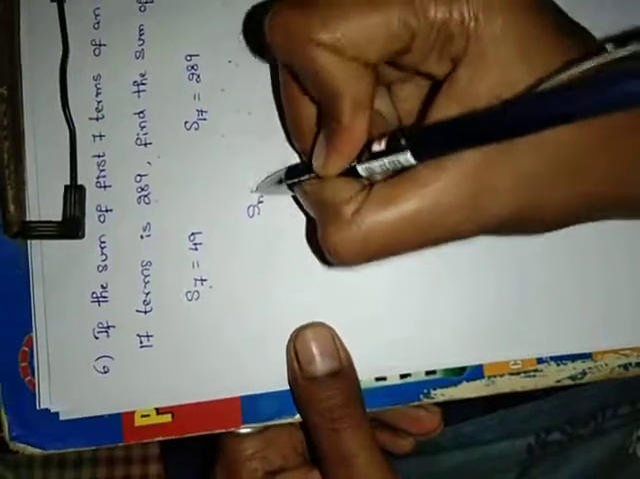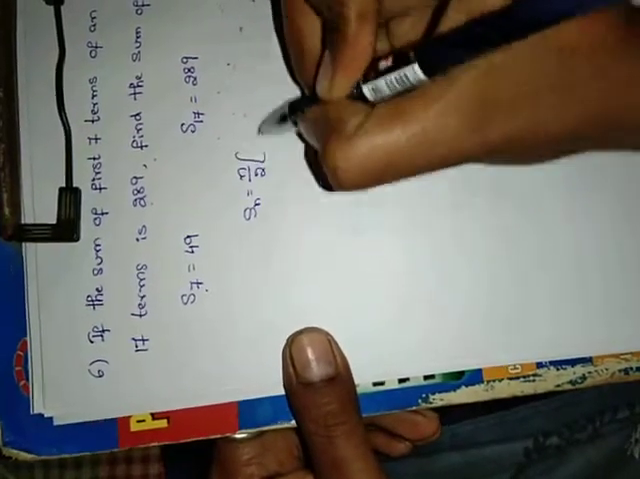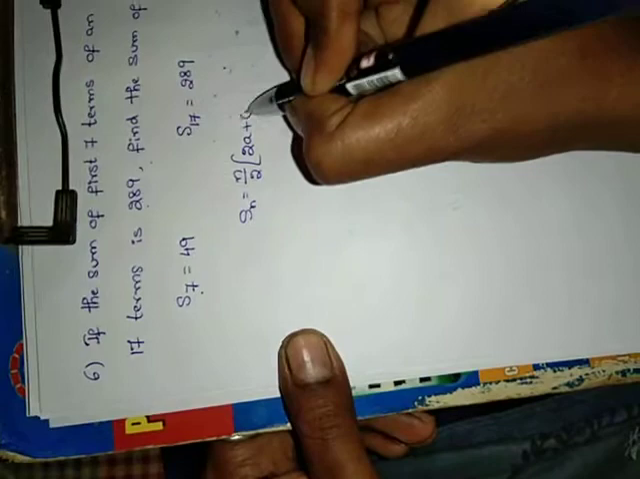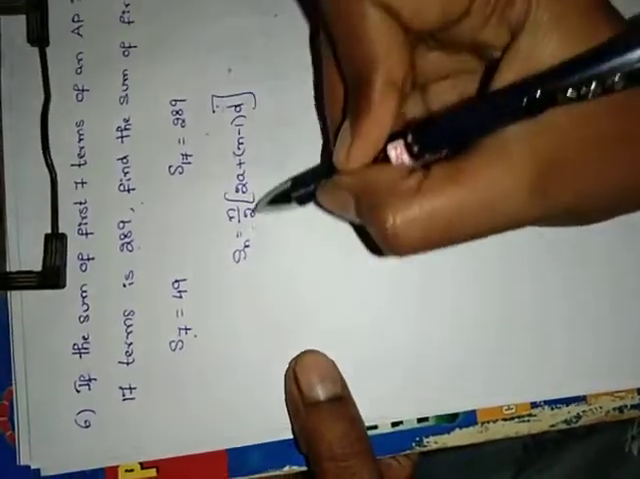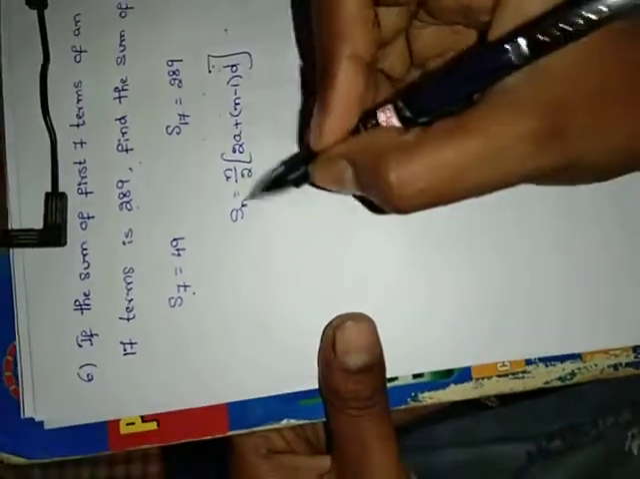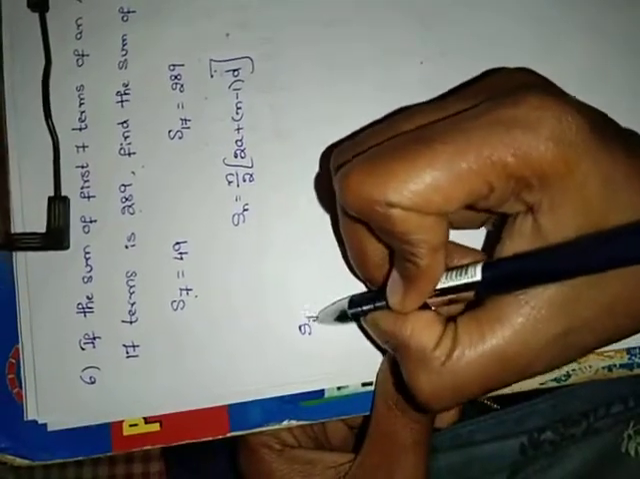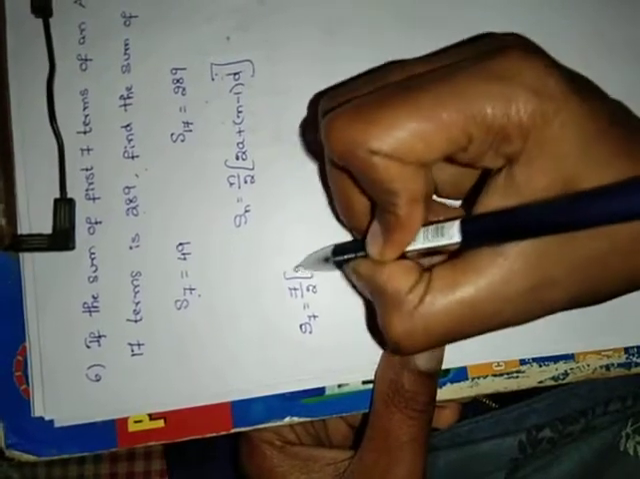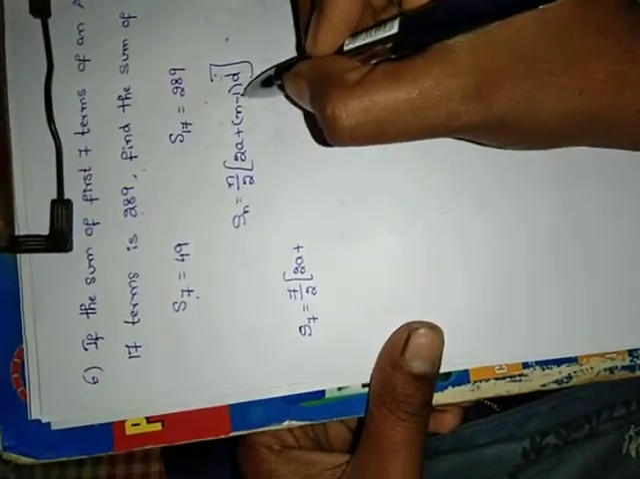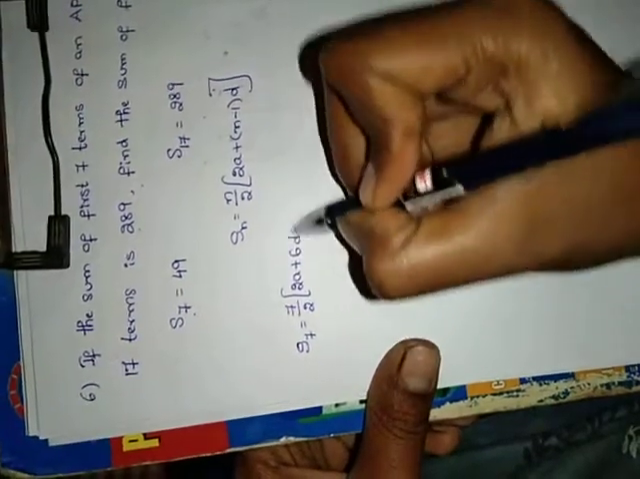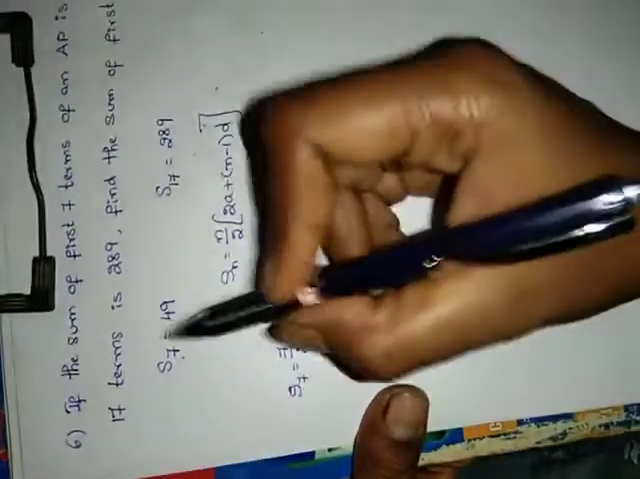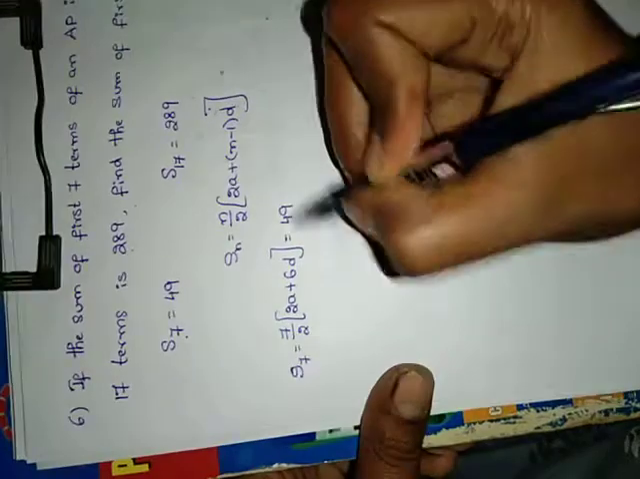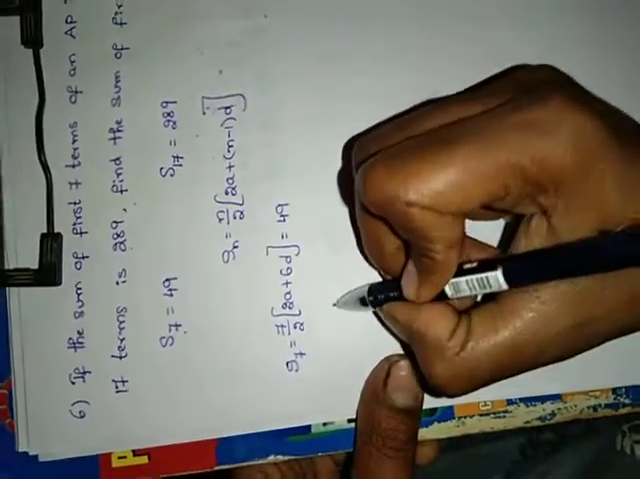See here, S7. Normally what is the Sn formula? n by 2 into (2A plus (n minus 1) into D). In this, substitute 7 in the place of n. S7 equals 7 by 2 into (2A plus (7 minus 1) D). Equals what is the S7 value, ma? 49. I am sending 7 by 2 to that side. What will it become?